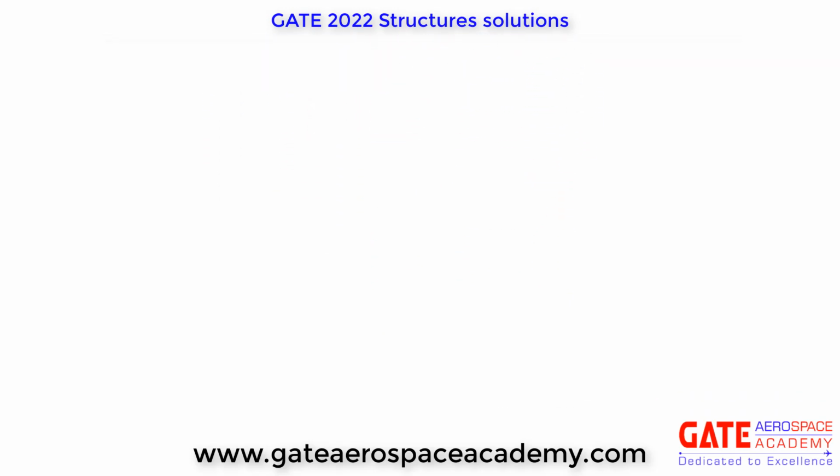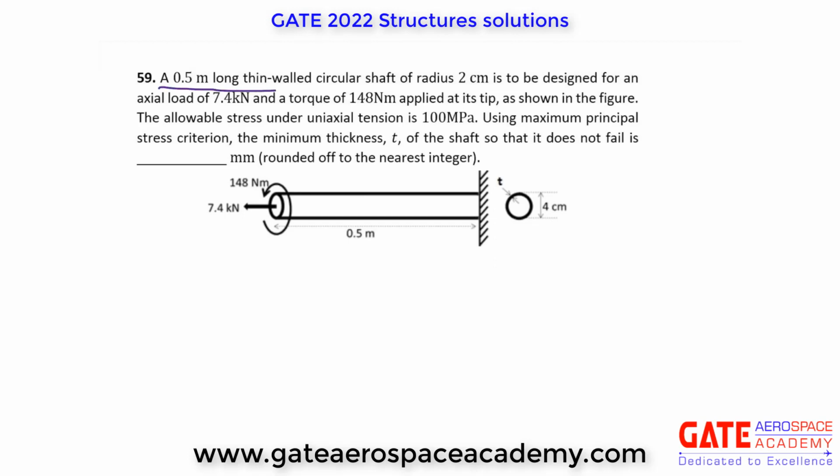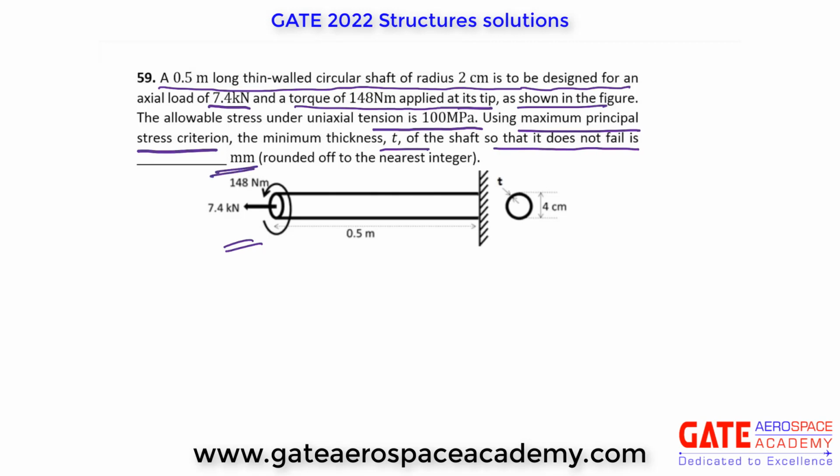Question number 59. A 0.5 meter long thin walled circular shaft of radius 2 cm is to be designed for an axial load of 7.4 kN and torque of 148 Nm applied at its tip, as shown in the figure here. The allowable stress under uniaxial tension is 100 MPa. Using maximum principal stress criteria, the minimum thickness T of the shaft so that it does not fail is, in mm, we have to find out.